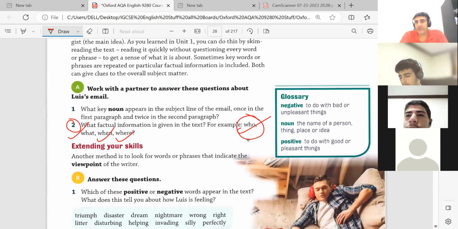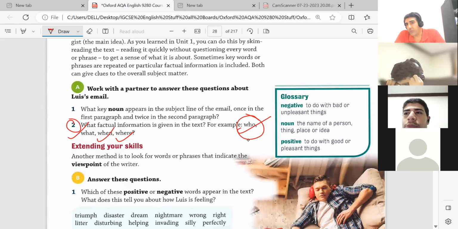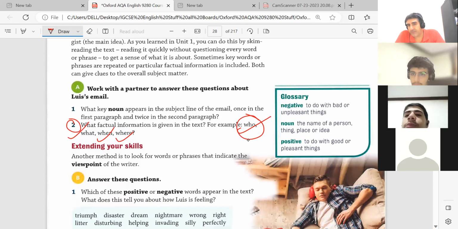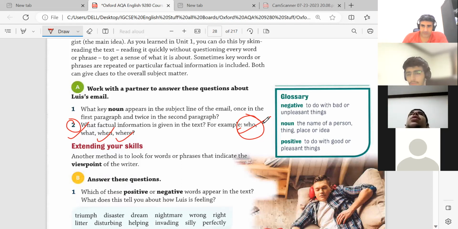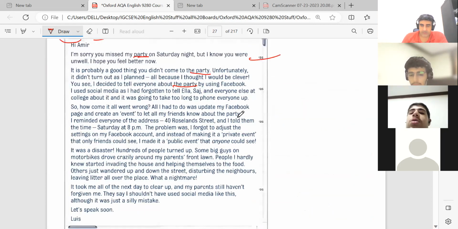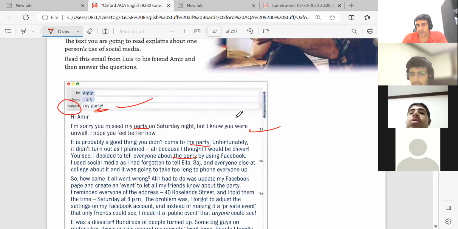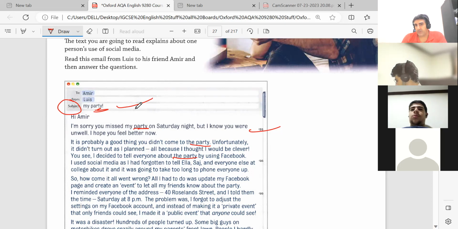Who means who wrote this email and to whom? Who wrote the email? It was Lewis, written by Lewis, to Amir. So the addressee is Amir. Who is the writer? Lewis. To whom, the addressee? To Amir. So Amir and Lewis. Clear, Khalid?